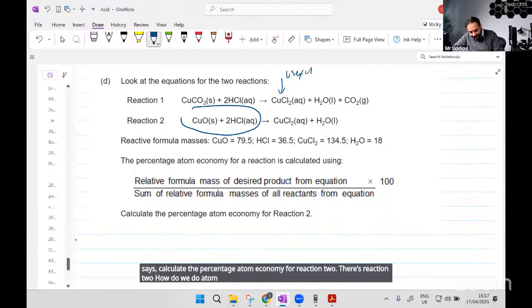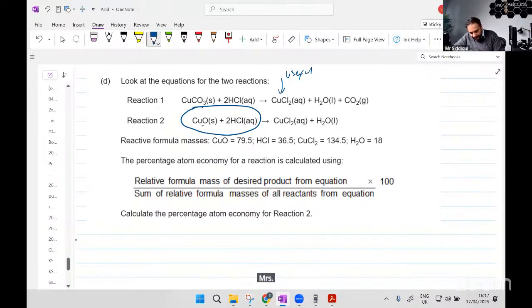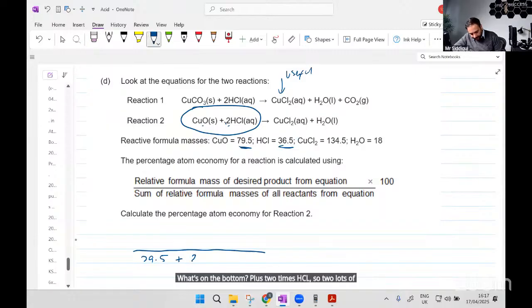We do the left-hand side MRs. So the left-hand side has 79.5. What's on the bottom? Plus 2 times HCl, so 2 lots of 36.5. So they've done most of the calculation stuff for you. You do not get an equation sheet for chemistry.